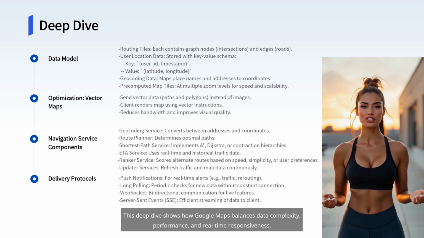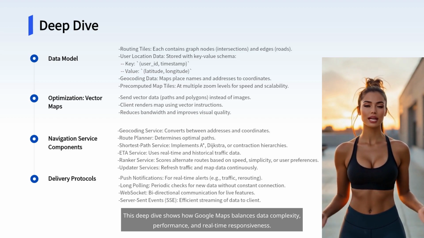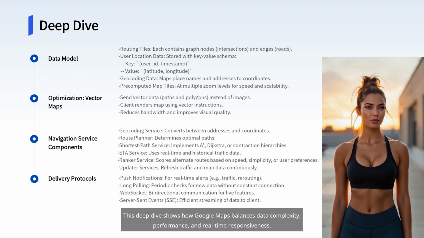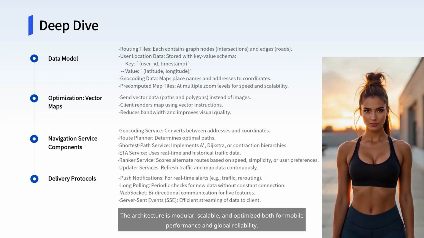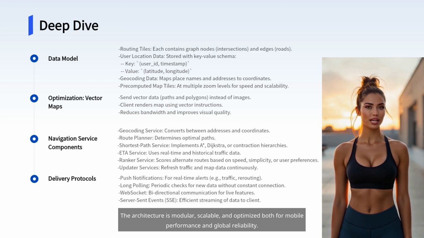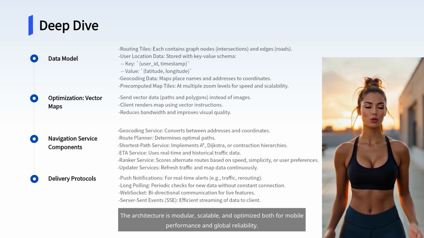This deep dive shows how Google Maps balances data complexity, performance, and real-time responsiveness. The architecture is modular, scalable, and optimized both for mobile performance and global reliability.